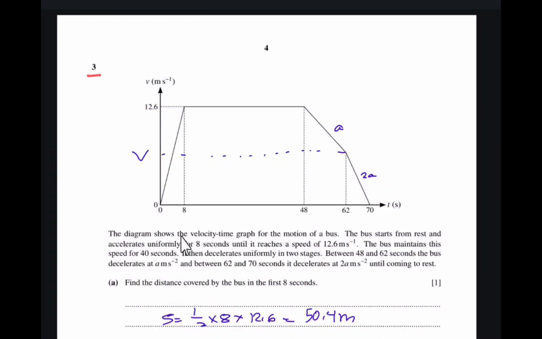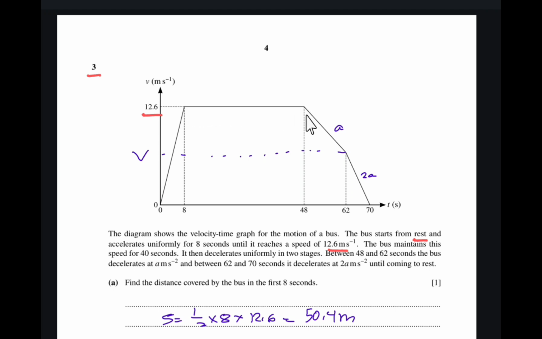3. The diagram shows the velocity-time graph for the motion of a bus. The bus starts from rest and accelerates uniformly for 8 seconds until it reaches a speed of 12.6 meters per second. So it accelerates until it reaches a speed of 12.6 meters per second, with uniform acceleration. Then the bus maintains the speed for 40 seconds.